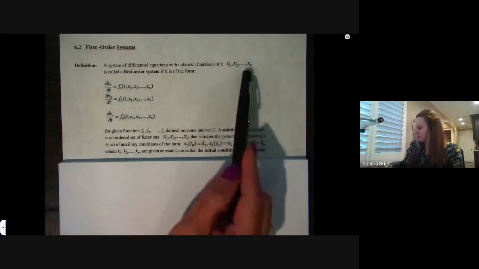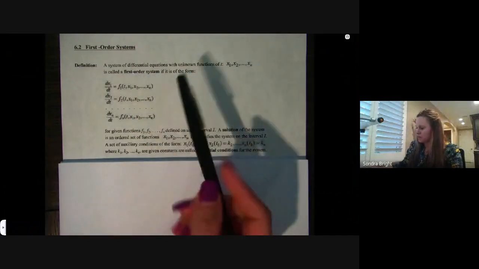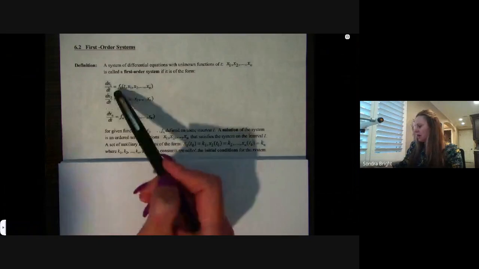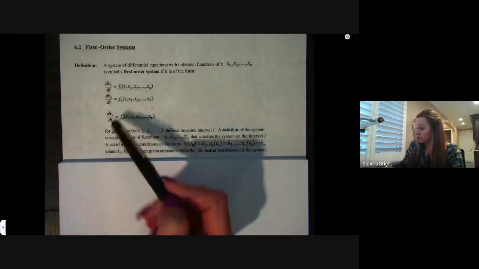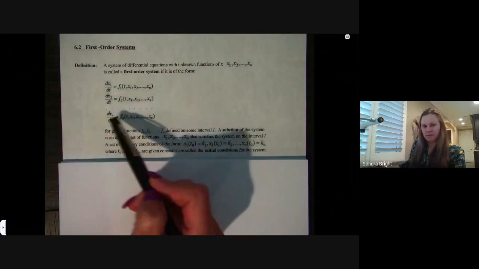It's called a first order system if it's of the form where you can rewrite the derivative of x1 with respect to t as some function of t's and x's, and then you can write the first derivative of x2 as some other function, and the derivative of xn as another function. So if you can write them all in terms of t's and x's, then it's a first order system, for given functions f1, f2, fn defined on some interval I.